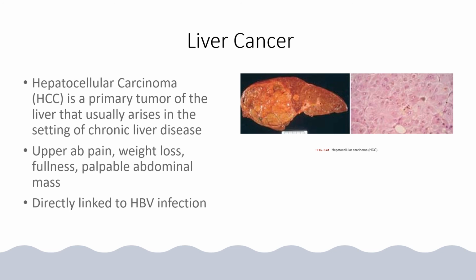So with HCC, the patient's going to complain of upper abdominal pain, weight loss, fullness, and you may even be able to feel this. So this may result in a palpable abdominal mass. So it's really important to get screened for all types of cancers. And again, this is directly linked to the HBV infection. If you get HBV, you have a higher tendency to getting liver cancer.